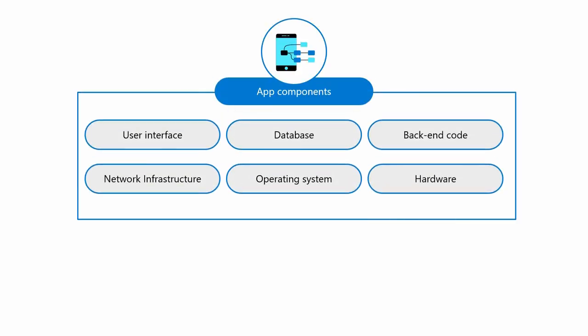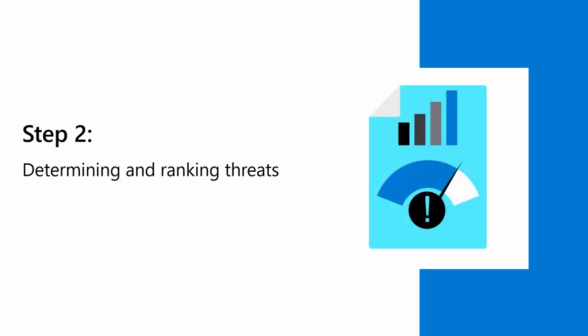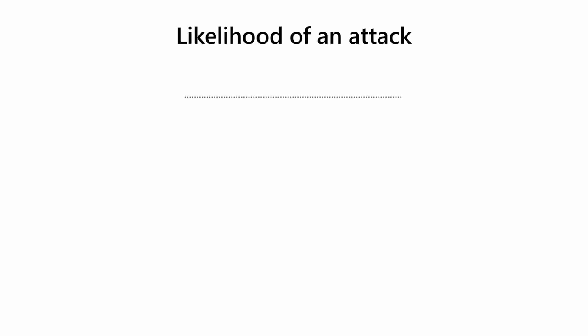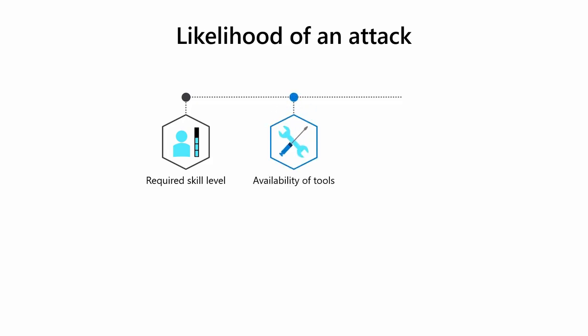Once you understand the application's components and how they interact, you can begin to identify potential threats, which brings you to step 2 of the threat modeling process: determining and ranking threats. In this step, you should consider the following factors. First, the likelihood of the threat occurring. You can determine this factor by considering the attacker's required skill level and the availability of tools and resources to perform the attack. Also, take into account the presence or absence of security controls aimed at preventing or halting attacks.